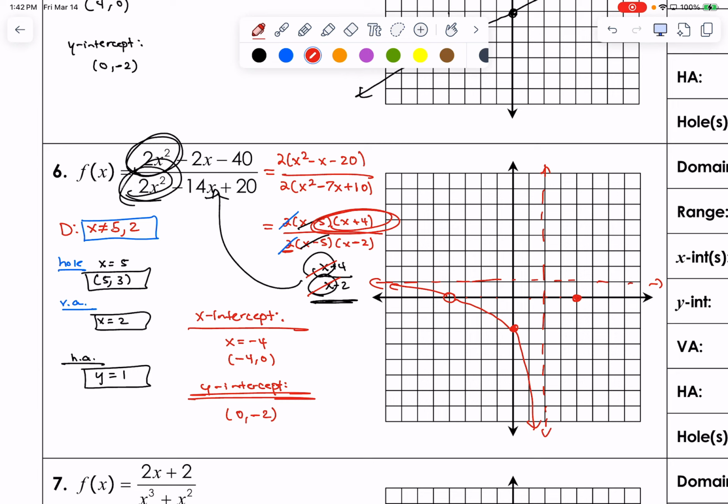You said negative 4, Johnny. I said the x is negative 4. All right, so the x-intercept is negative 4, 0. 1, 2, 3, 4. Is that right? Yes. Is there a y-intercept? There it is. What about the hole? 5, 3. Is that better? All right, there. That one is a hole.